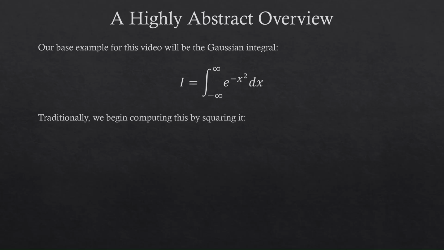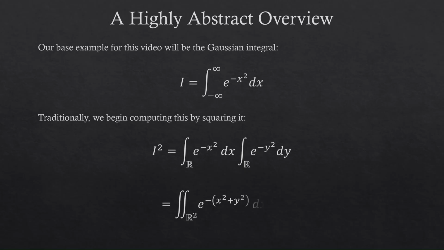Traditionally, we begin computing this by squaring it. So I squared is equal to the integral over the reals of e to the negative x squared dx times the integral over the reals of e to the negative y squared dy. We can combine this together into a double integral over the two-dimensional Euclidean vector space of the function e to the negative x squared plus y squared dx dy.